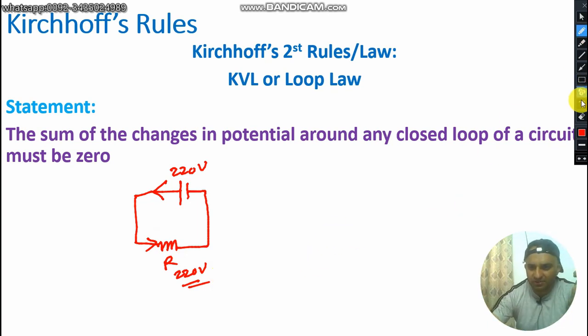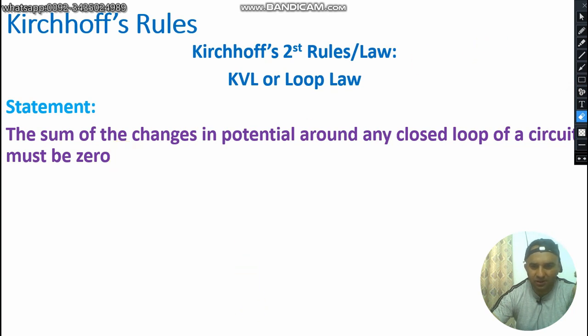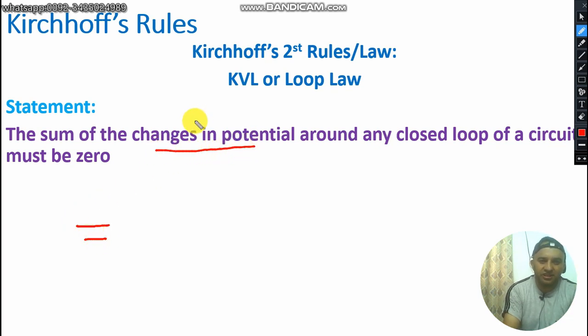Okay, now I will explain a different example. If we have a circuit, in order to apply the Kirchhoff voltage law, there are two things we need to remember. Number one, if we have a battery, the change in potential for the battery cell is known as the EMF, that is equal to E.